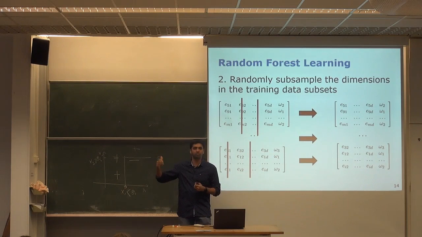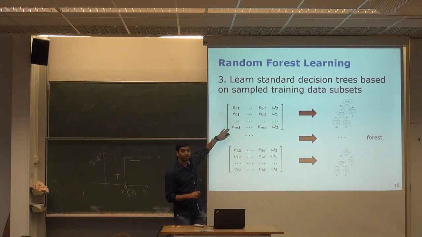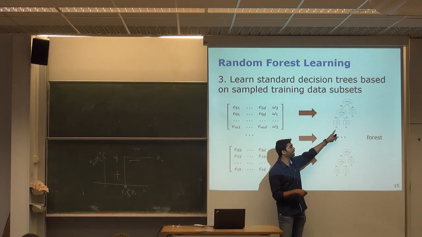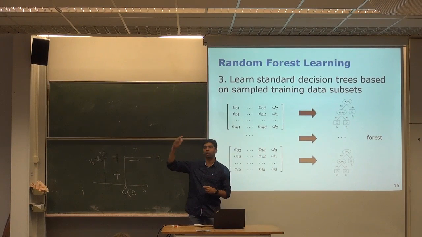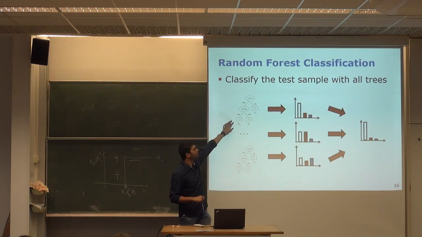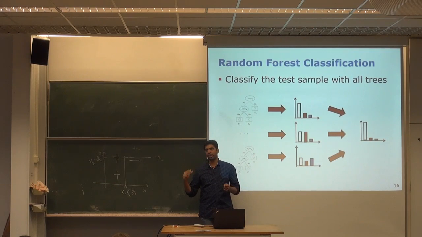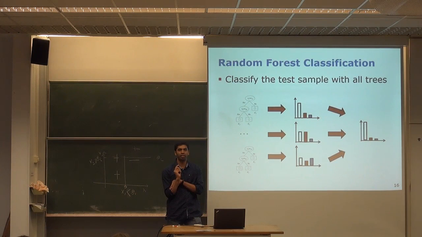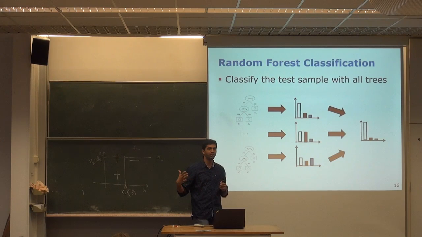Then, on each one of these smaller data sets, we learn a decision tree. If we broke up our original data set into 10 parts, we will learn 10 of these trees. The 10 trees form a forest, and then we ask each tree to make a prediction of which class it is. Is it a cat, is it a dog? Then we take a majority vote. Is this idea clear, combining multiple decision trees to form a forest?